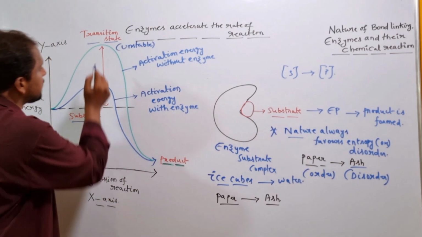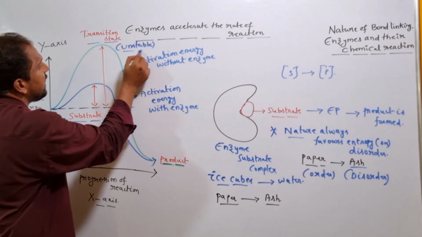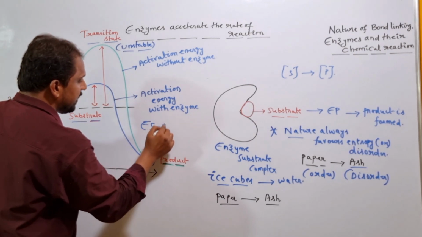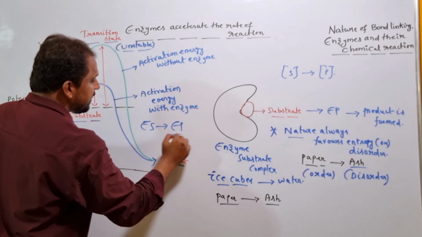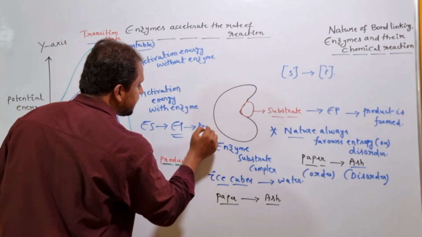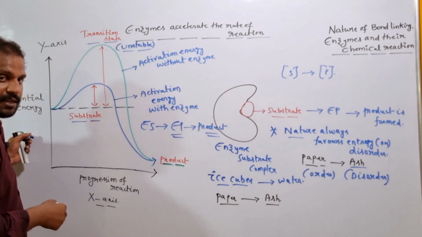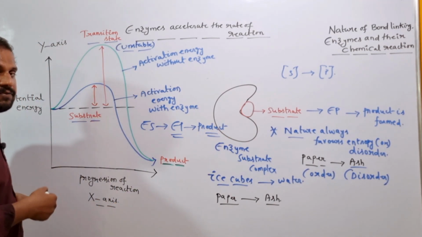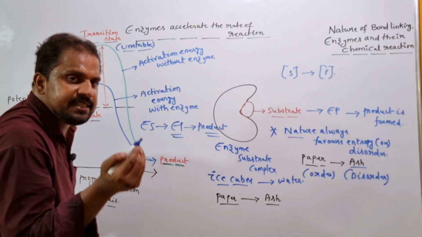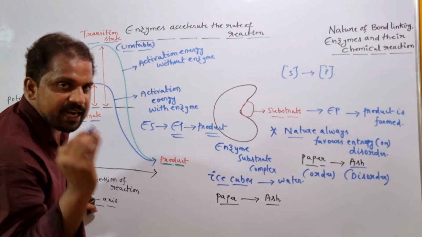Is it clear? When the enzyme substrate complex reaches the transition state, which is highly unstable, within no time it is capable of yielding the enzyme product complex. And from the enzyme product complex, the product successfully forms here. Is it clear? Now we need to understand how enzymes are capable of accelerating the rate of reaction. Enzymes accelerate the rate of reaction by lowering the activation energy.